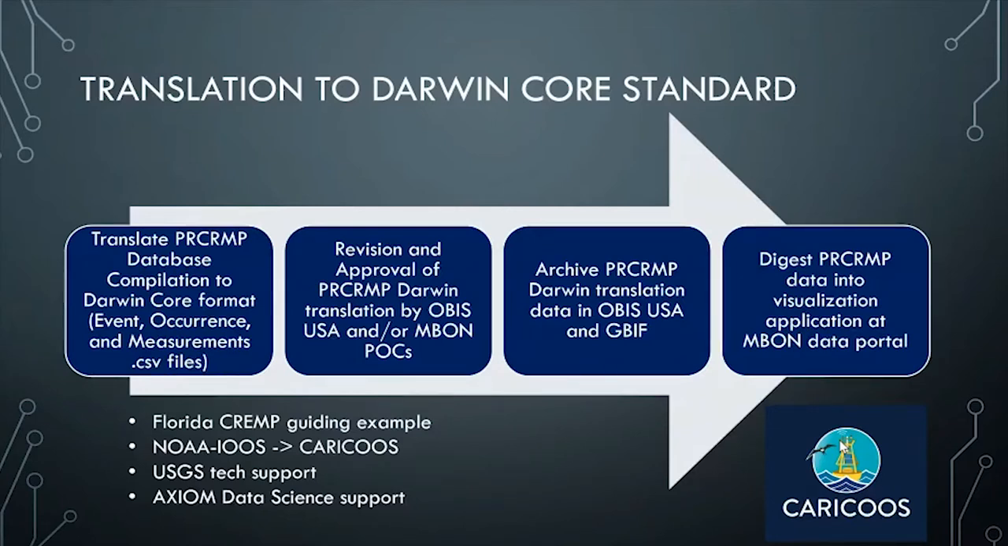Also the collaboration, as I mentioned, between CARICOOS and NOAA IOS really complemented the efforts that the DRNA is implementing with the fieldwork contractors. USGS provided key support in the revision of these matrices for the Darwin Core database that we were making. So I want to shout out to Abigail Benson from USGS, who is working with OBIS USA, who really gave us a lot of attention and took us by the hand, literally, while we were just trying to find our path through this maze of translation.